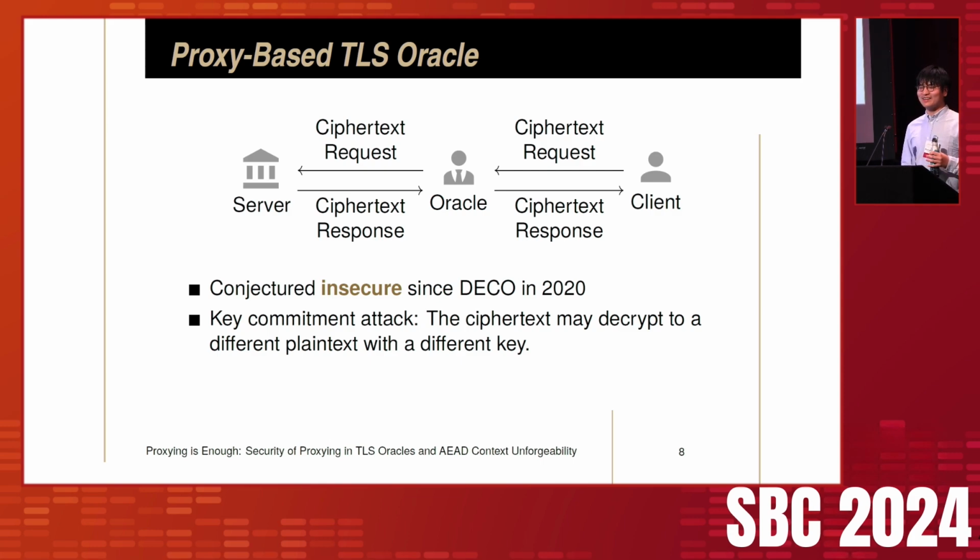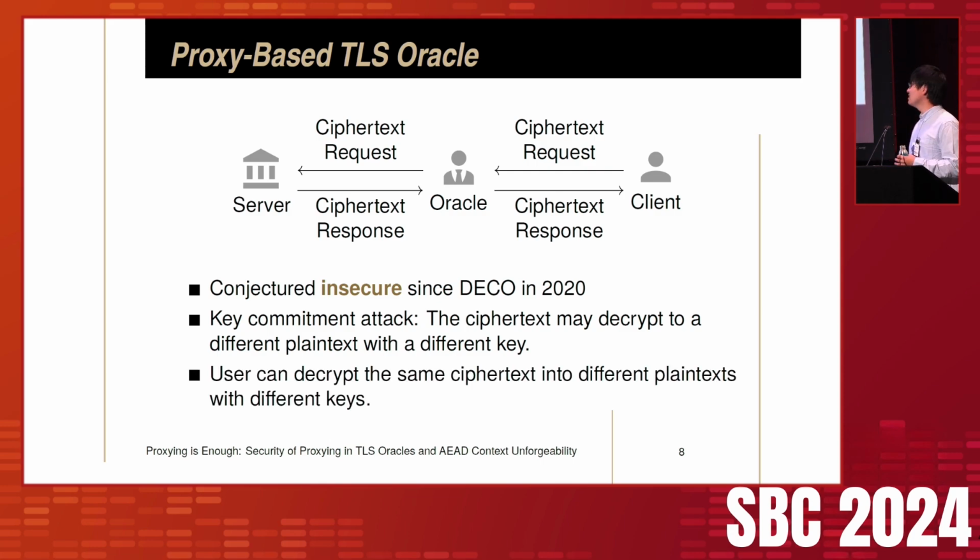So this is a very famous attack. When it came out, a lot of people were pretty surprised. And I will not go into the very interesting story of how that attack came into being. But since that attack happened, people have conjectured that in this model, the user can decrypt the same ciphertext into different plaintexts with different keys and somehow fool the oracle. Because the oracle here does not have the TLS symmetric key, so he cannot possibly know what plaintext the user originally received from the server.